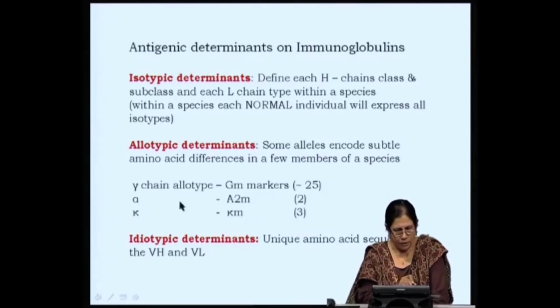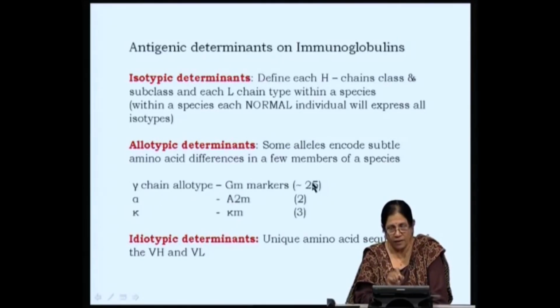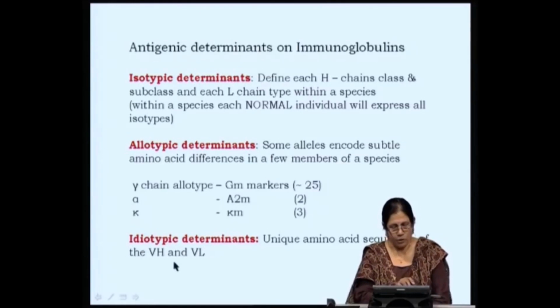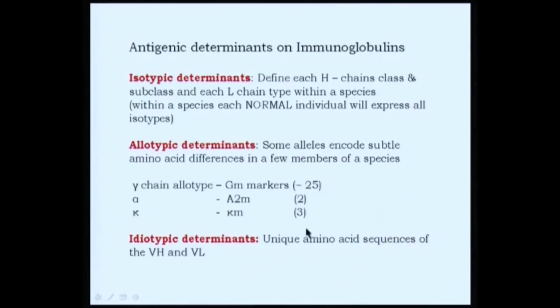In case of human, the gamma chain allotype, there are about 25 such allotypic determinants, and also on IgA there are 2, and kappa light chain there are 3. Idiotypic determinants, I have already said, are those determinants that are formed because of the presence of unique amino acid sequences of the VH and VL.